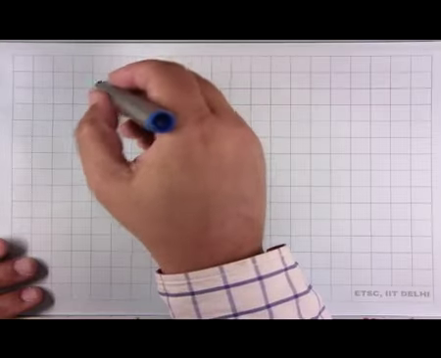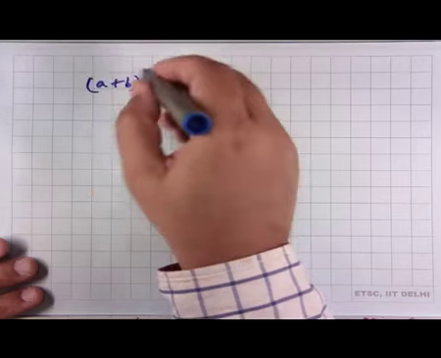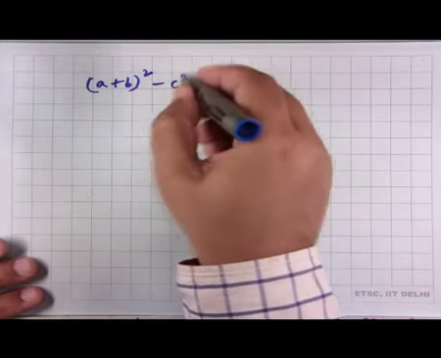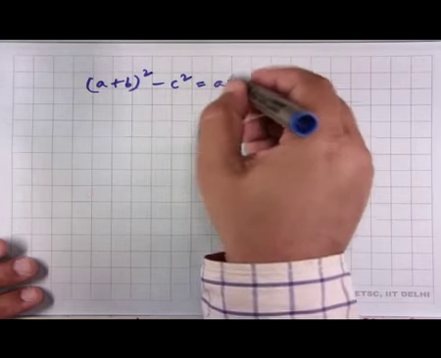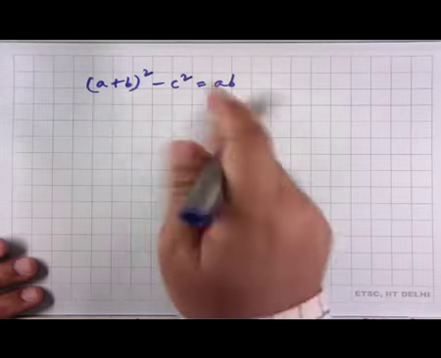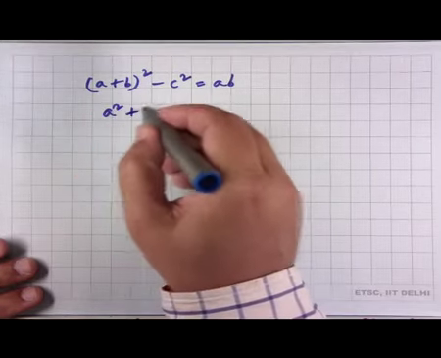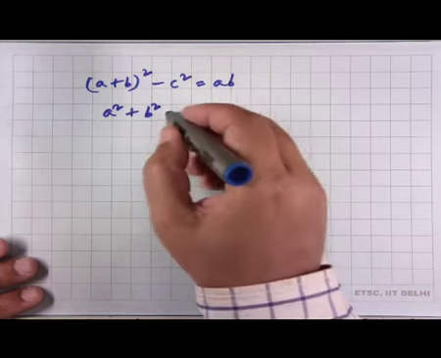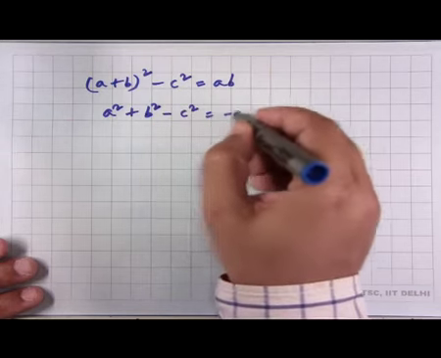So if we recollect, this is what was given in the problem, and that can be simplified to a squared plus b squared minus c squared is equal to minus ab.